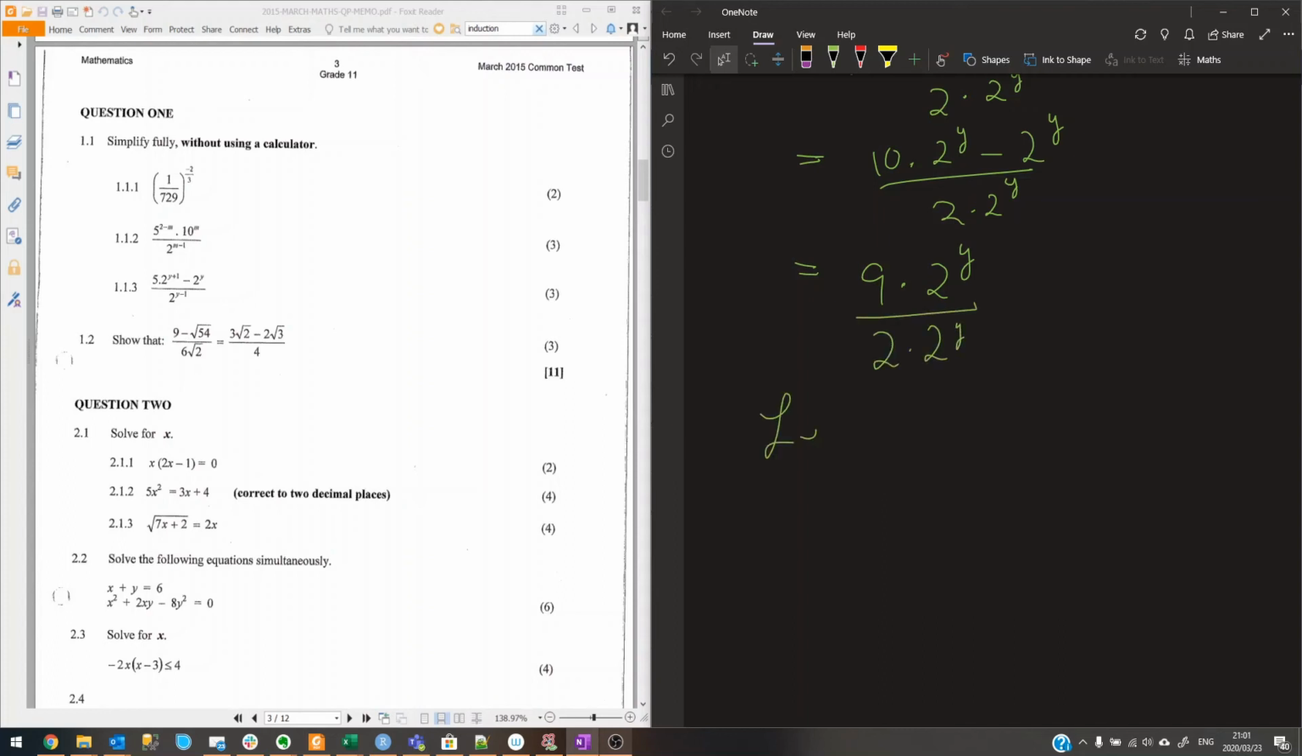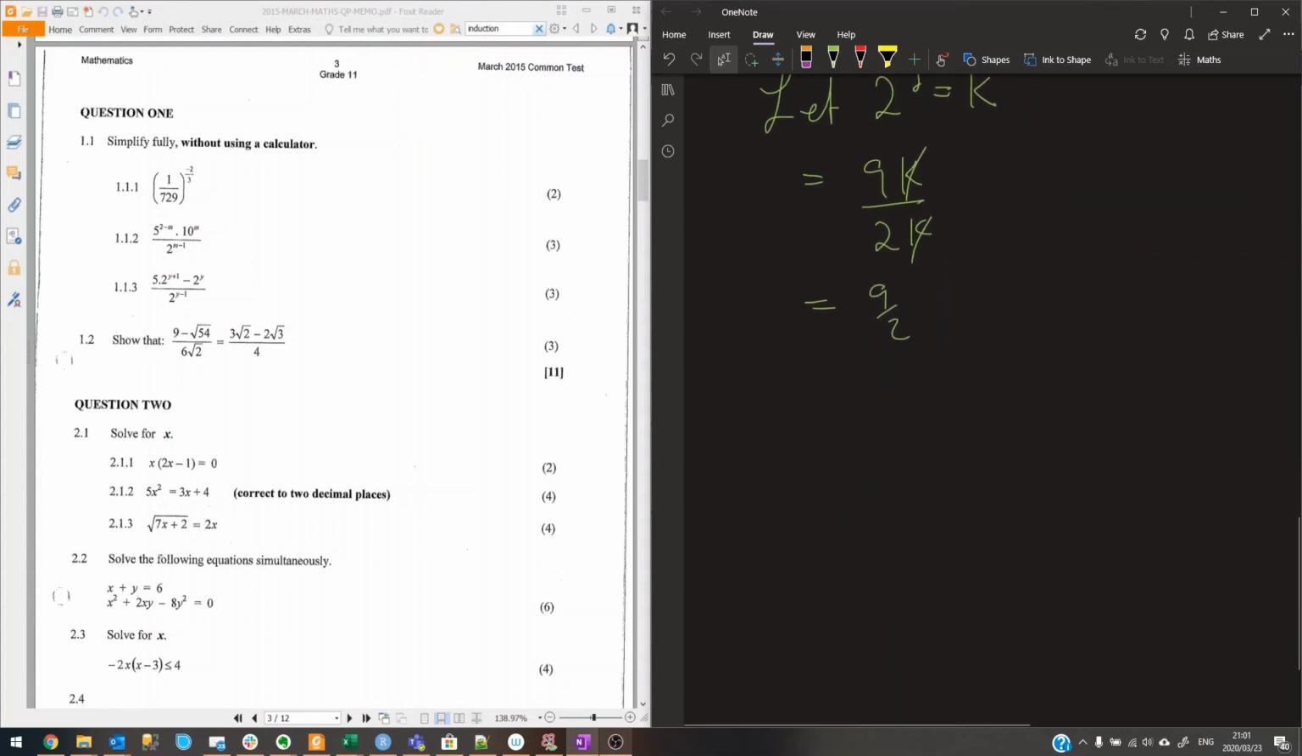So if you're confused, you can actually say let 2 to the y be equal to k, just so you can see it clearer. And you can say I have 9k divided by 2k. Well, what happens? k and k cancel. So my answer is 9 over 2. And you may be tempted to simplify this to a decimal, but don't do that. Civilized people don't use decimals.